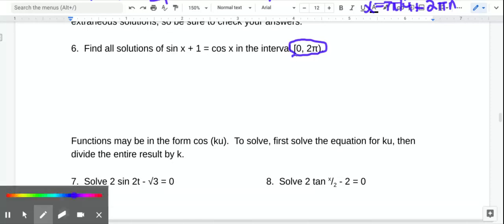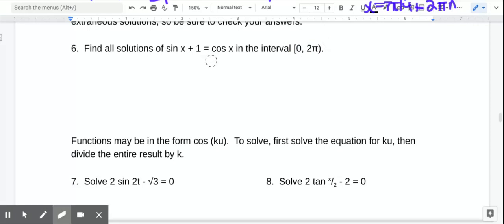Okay, so going back to our equation, we have sine x plus 1 equals cosine x. We have a similar problem to the last equation, that we have sines and cosines, and we can't solve it having 2 different things.